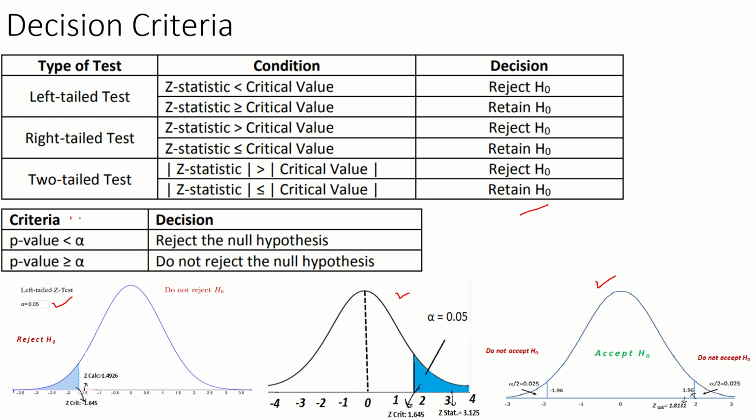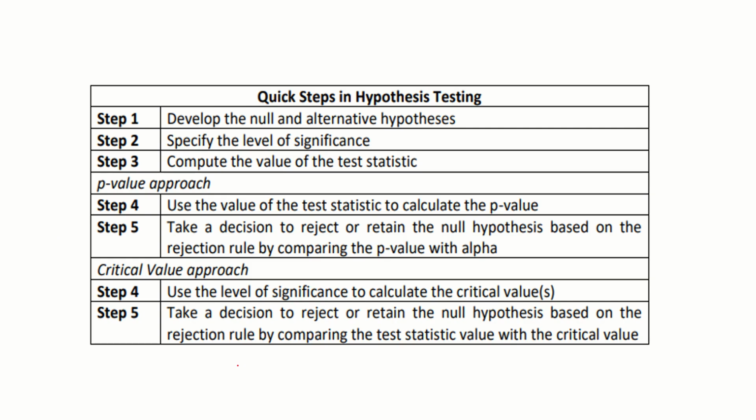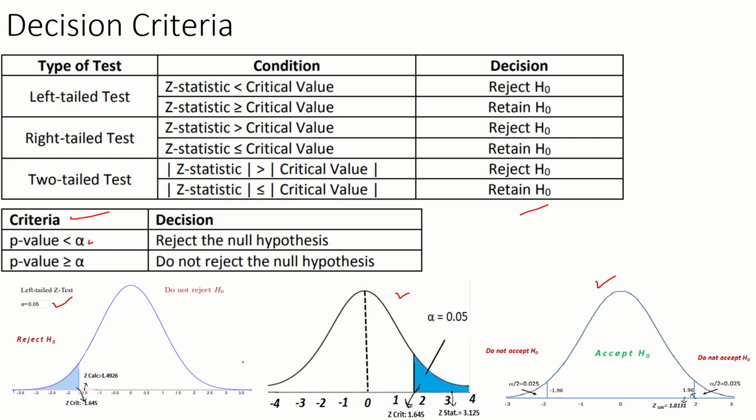There is another method which we have not seen: the p value. What is the alpha value here? 0.05 is the alpha value. We have to calculate this p value. If it is less than 0.05, that means there is a significant difference between your sample mean and the hypothesized population mean. Therefore, we reject the null hypothesis. The reverse is true: don't reject the null hypothesis if the p value is greater than or equal to the alpha value. These are the important criteria that we must remember.